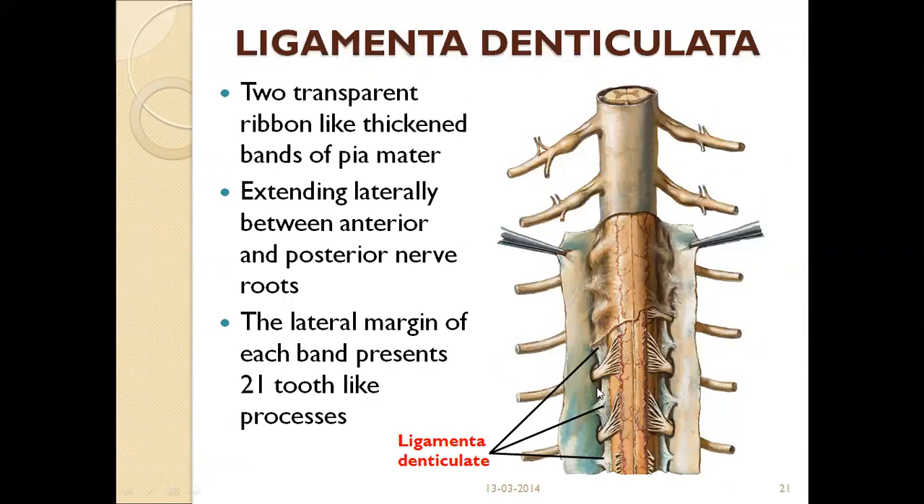Then we have tooth-like projections, which is also a very important 3 marks question or 5 marks question. Ligamentum denticulatum, or plural ligamenta denticulata. So we have two transparent ribbon-like thickened bands of pia mater on either side of the spinal cord, extending laterally between the anterior and posterior nerve roots. The lateral margin of each band presents 21 tooth-like processes.